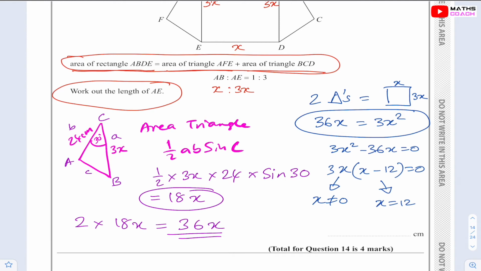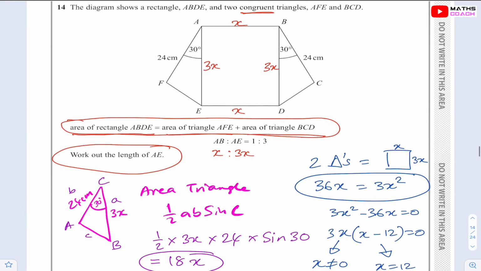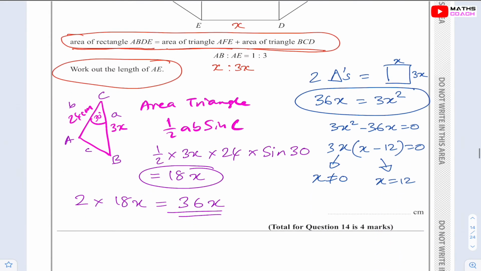So if x is equal to 12, that will be the length of A to B, but we want to work out A to E, which was worth 3x. So A to E is equal to, let's write this here, A to E is equal to 3x. So 3 times 12, and that gives me 36 centimeters. So A to E is 36 centimeters.